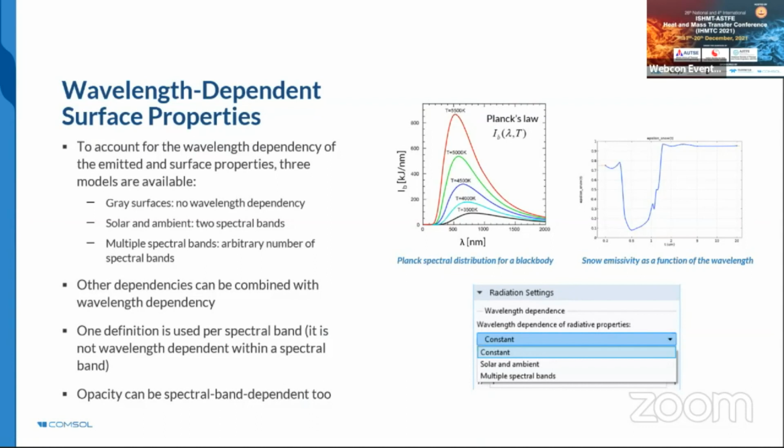And in Comsol, we also have a third option, which is called multiple spectral bands, which makes it possible to have an arbitrary number of spectral bands to define surface properties for each spectral band. And it is very flexible. Of course, the limit to this is the cost. The more spectral bands you have, the more you have to solve, and also the more material properties you have to define. So I would say that's the only limit. And all the other dependencies, like temperature, spatial, or dependent variable dependency, can be combined with wavelength dependency.